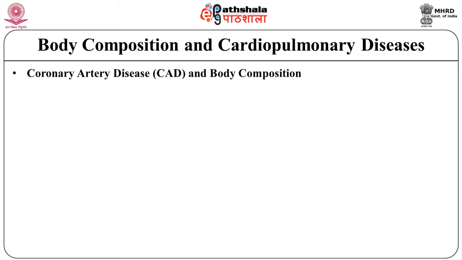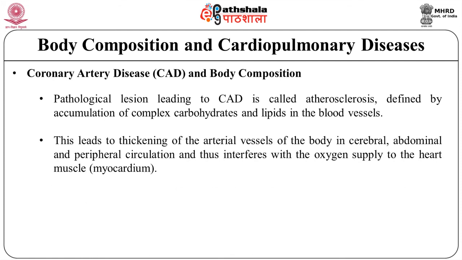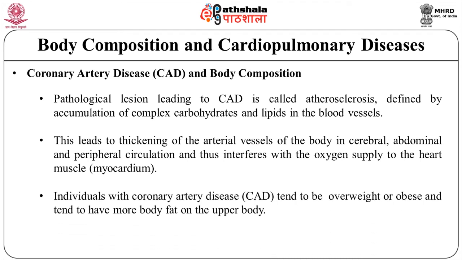Now, coronary artery disease, commonly called CAD, and body composition. The pathological lesion leading to CAD is called atherosclerosis, defined by accumulation of complex carbohydrates and lipids in the blood vessels. This leads to thickening of the arterial vessels of the body in cerebral, abdominal and peripheral circulation, and thus interferes with the oxygen supply to the heart muscles, myocardium. Individuals with coronary artery disease tend to be overweight or obese and tend to have more body fat on the upper body part.